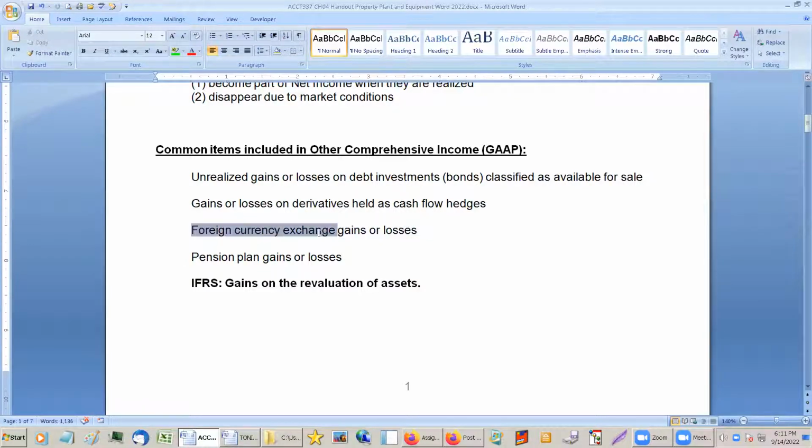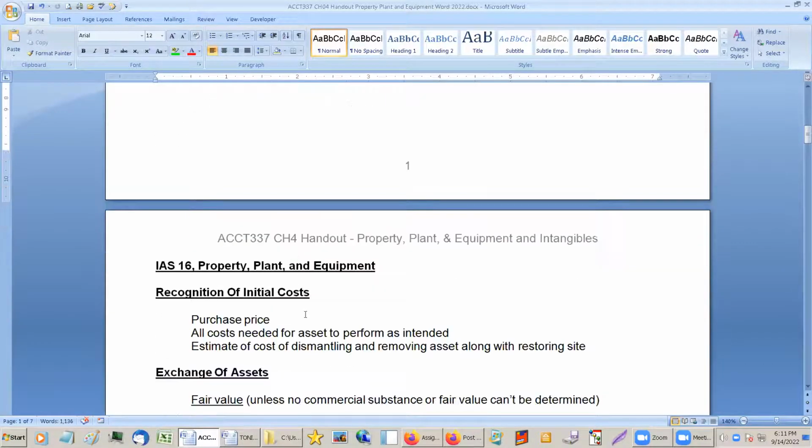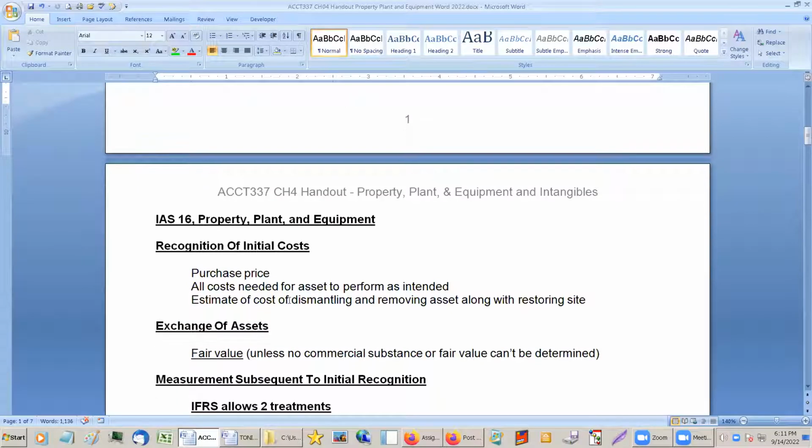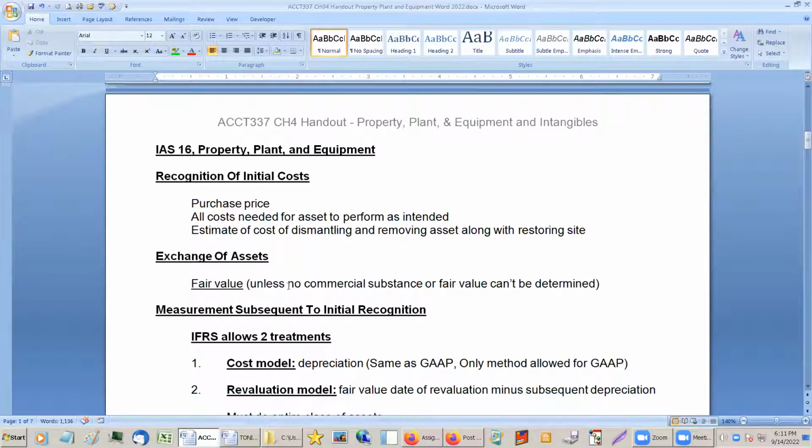It may go one way or another. For instance, foreign currency exchanges. Sometimes it goes in your favor, sometimes it goes against you. It can change from year to year quite a bit, and they don't want it to fluctuate too much on your regular income statement. Okay.